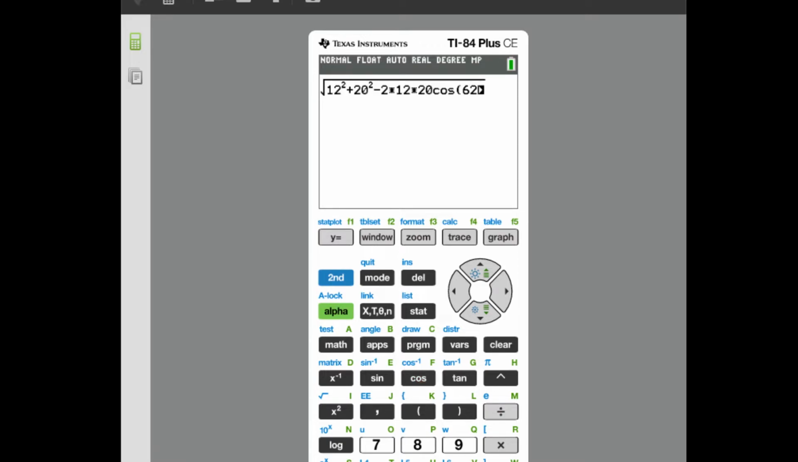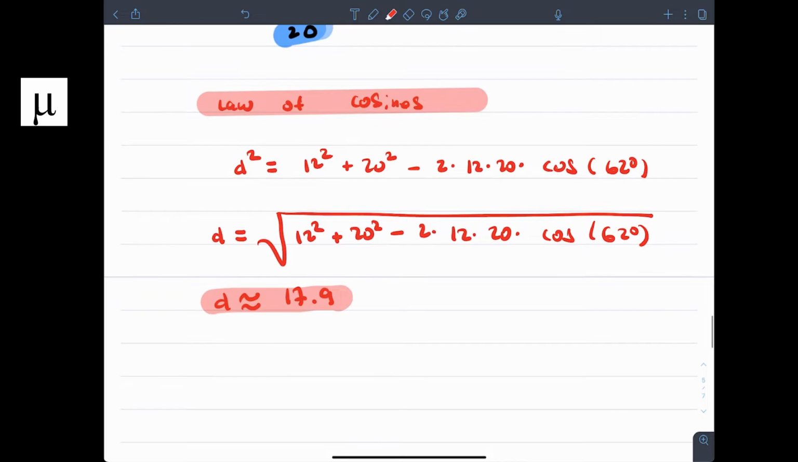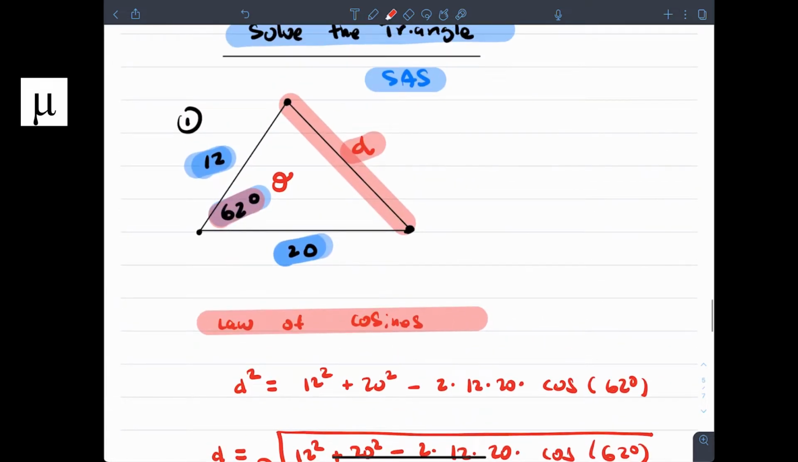Is that right? 62 or 63? Okay. And you got to make sure you're in degree mode. 17 point what? 9. So you must make sure you're in degree mode too. So this is going to be a 17.9, ladies and gentlemen. So that goes way up here. Okay. Is that 17.9? It sure is.